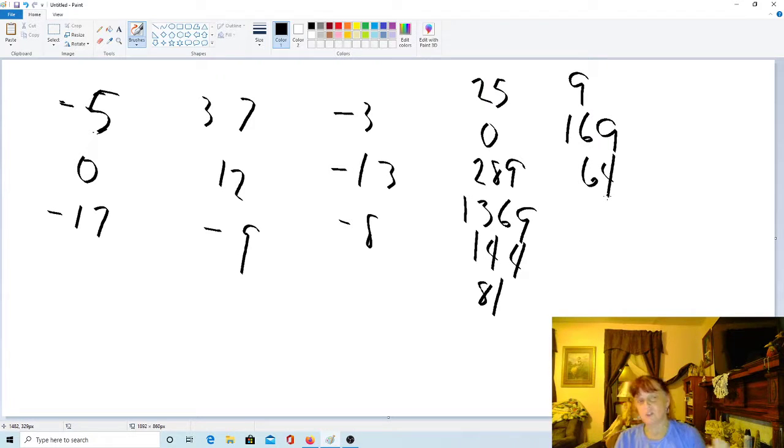Now the important thing to remember when you do this, the negative goes away. Do not put the negative in there. When you square a negative, the negative is gone. Okay, if you put the negative in there, it's going to be wrong. When you square, a negative times a negative is a positive. Add this up.